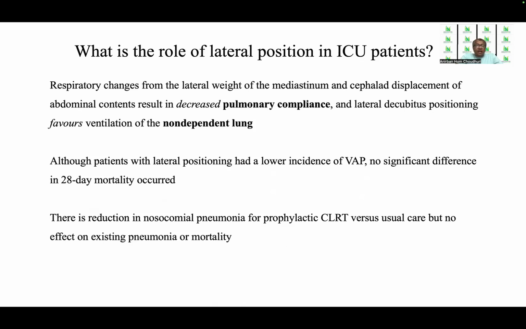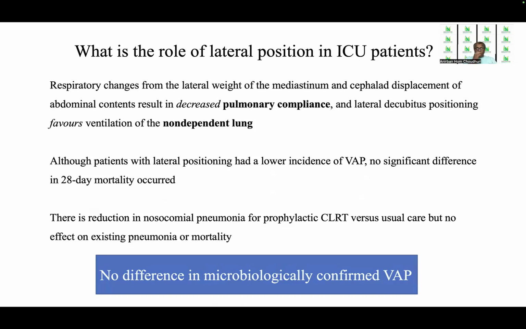28-day mortality. And also, there is continuous lateral rotation therapy. If it is practiced, there is a reduction in nosocomial pneumonia in patients who are put on prophylactic continuous lateral rotation therapy versus usual care. But there is no effect on existing pneumonia or even on mortality, and also no difference in microbiologically confirmed VAP. So lateral position in ICU patients is not much advisable unless there are specific problems related to one lung, and that lung needs to be kept above.